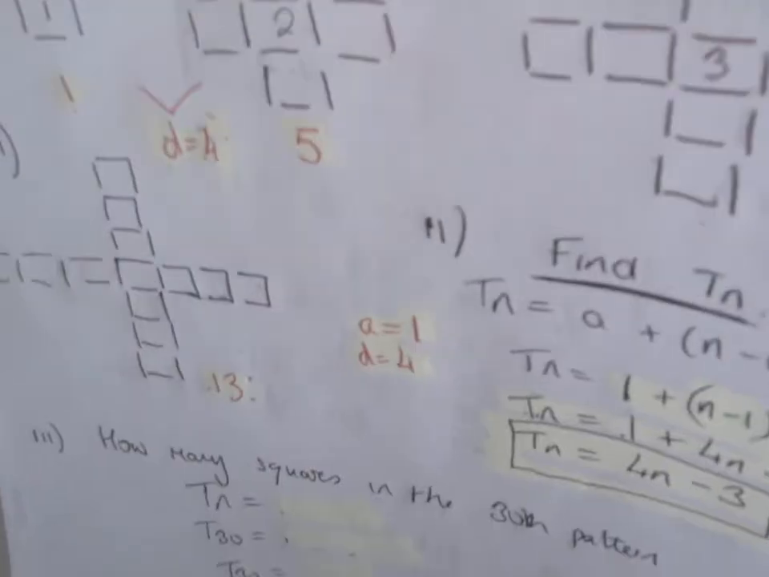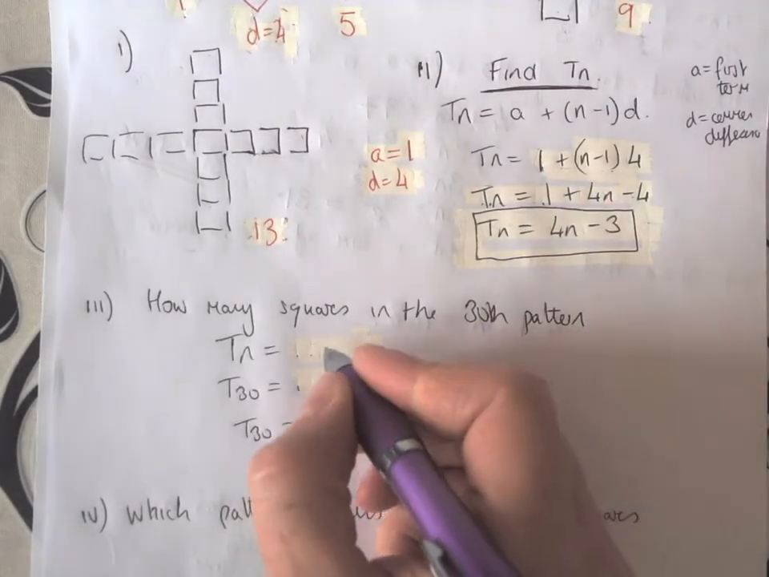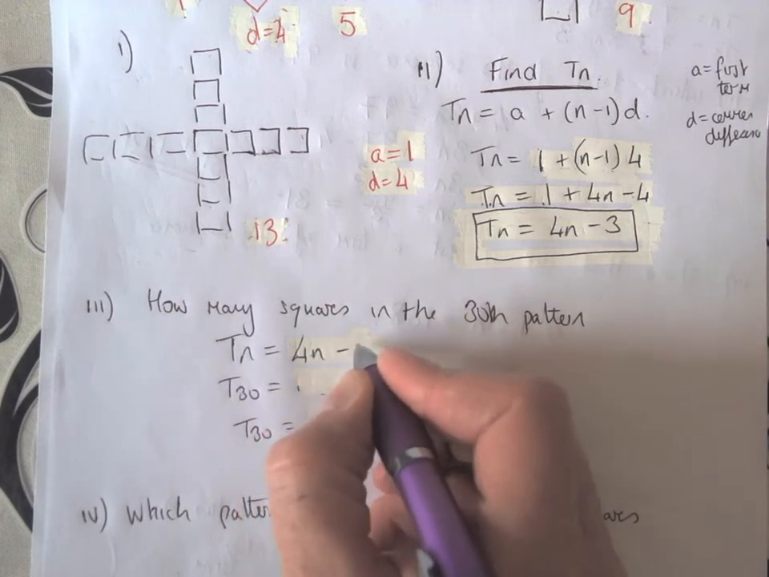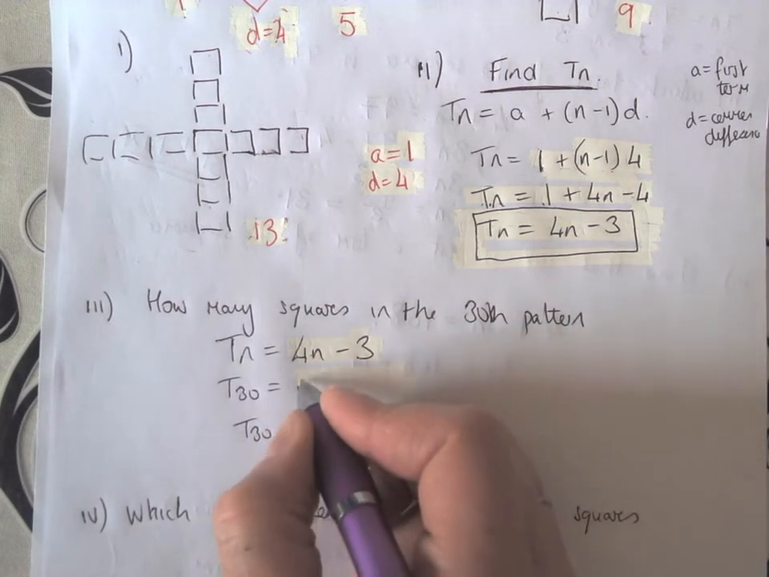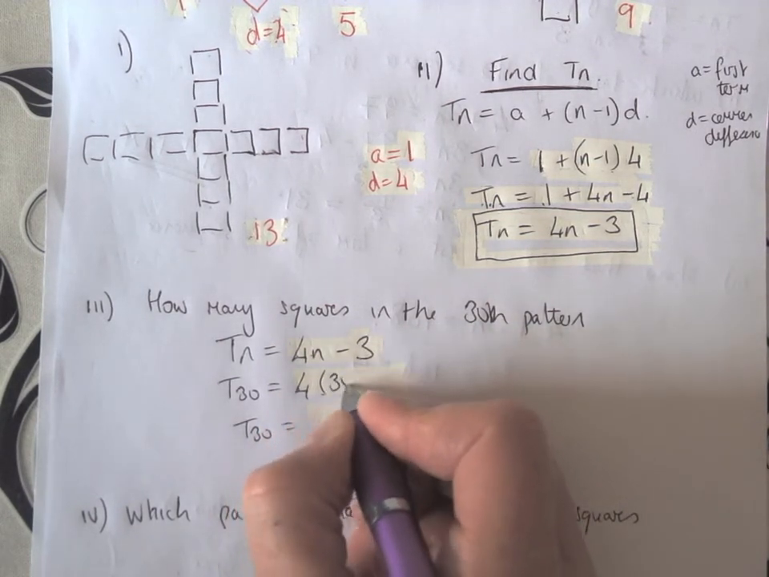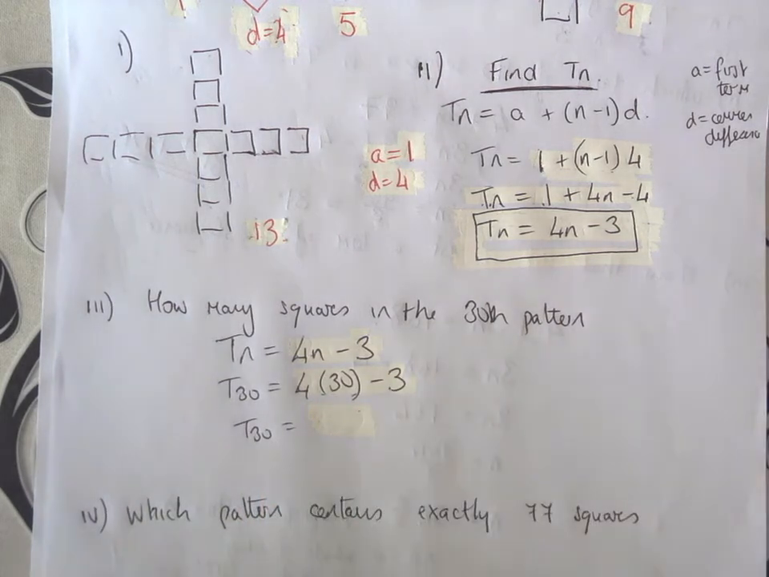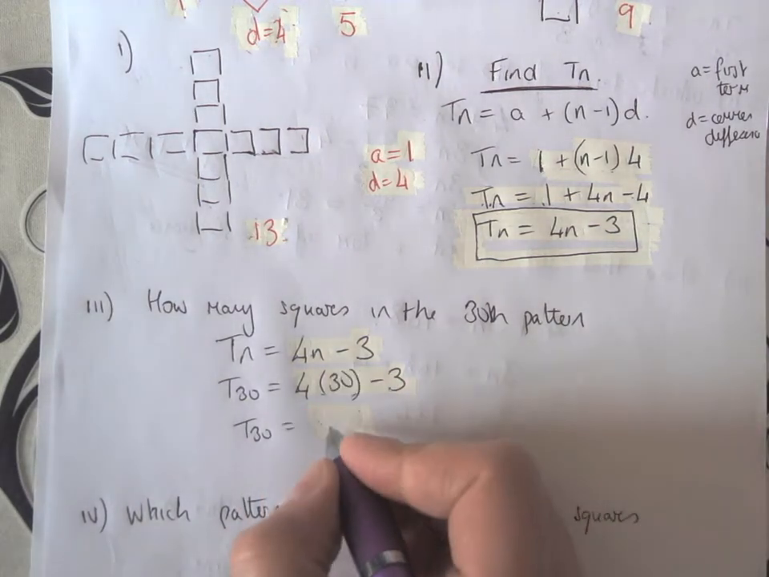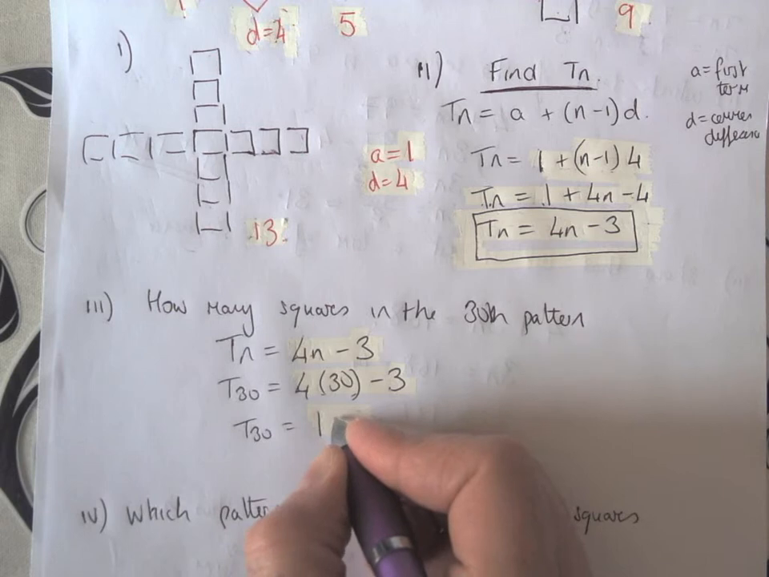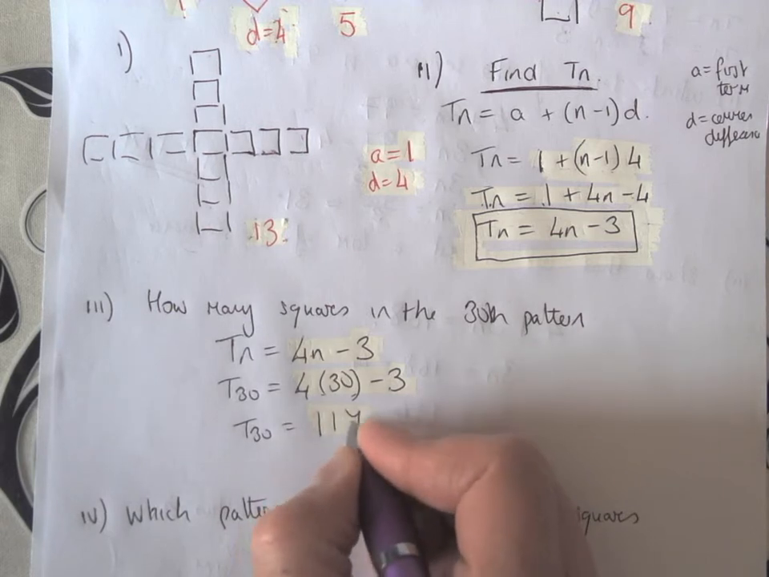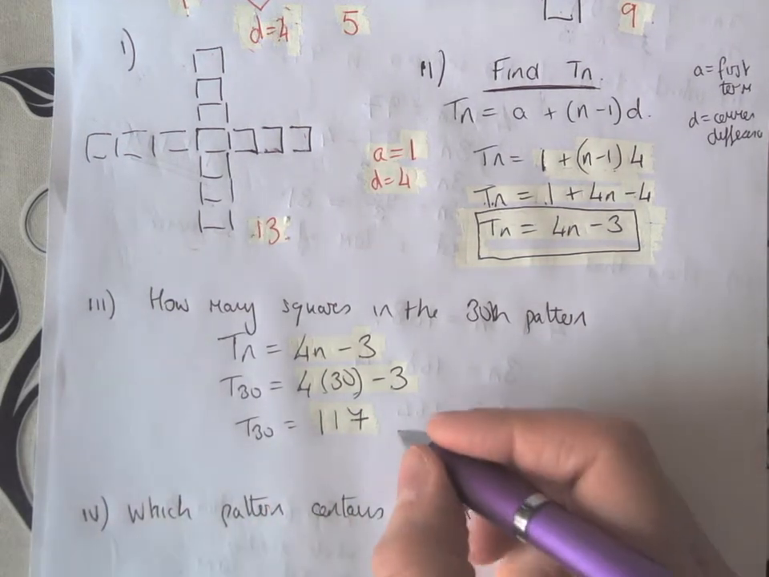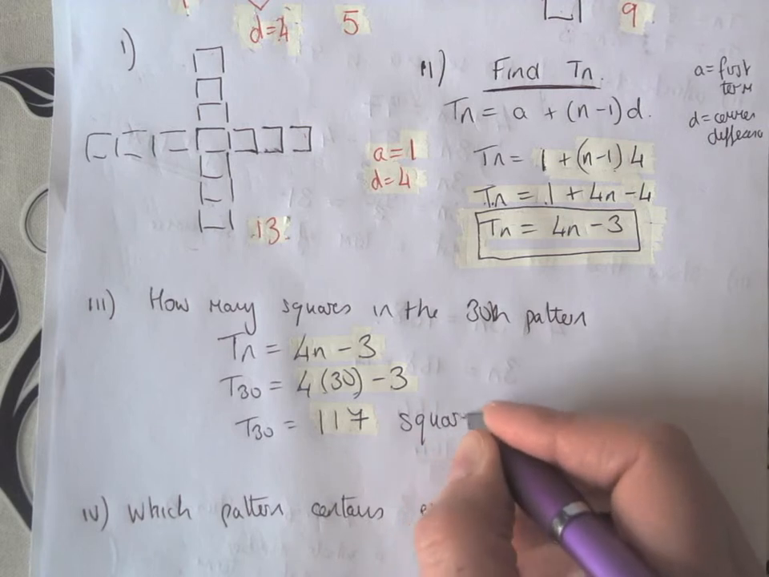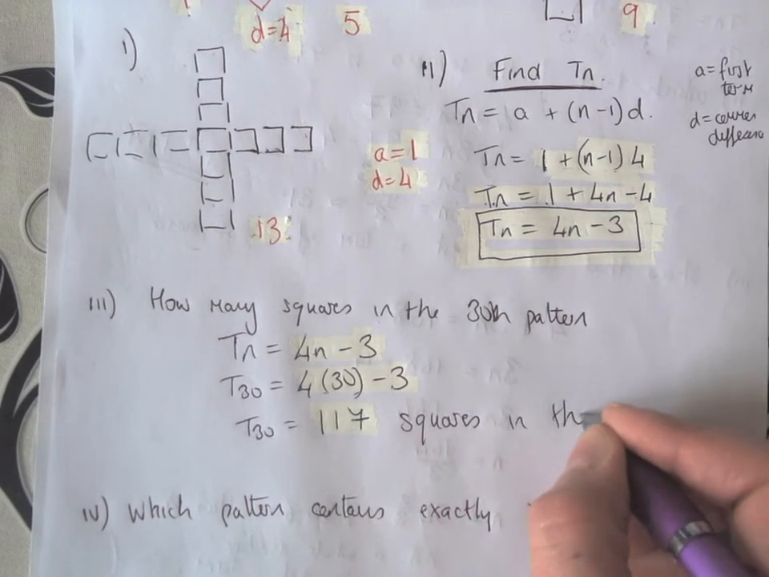Okay, how many squares are in the 30th pattern? So you write down your formula, and instead of n you're putting in 30. 4 times 30 is 120, 120 minus 3 is 117. Okay, so 117 squares in the 30th pattern.